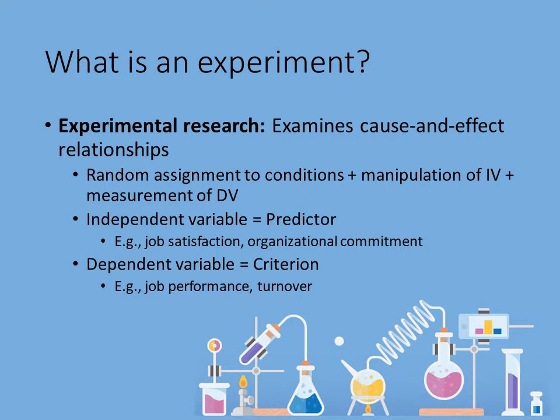IO psychologists in particular might manipulate job satisfaction or organizational commitment in some way, shape, or form, and then measure the impact on job performance or turnover. IO psychologists often refer to the independent variable as the predictor and the dependent variable as the criterion.